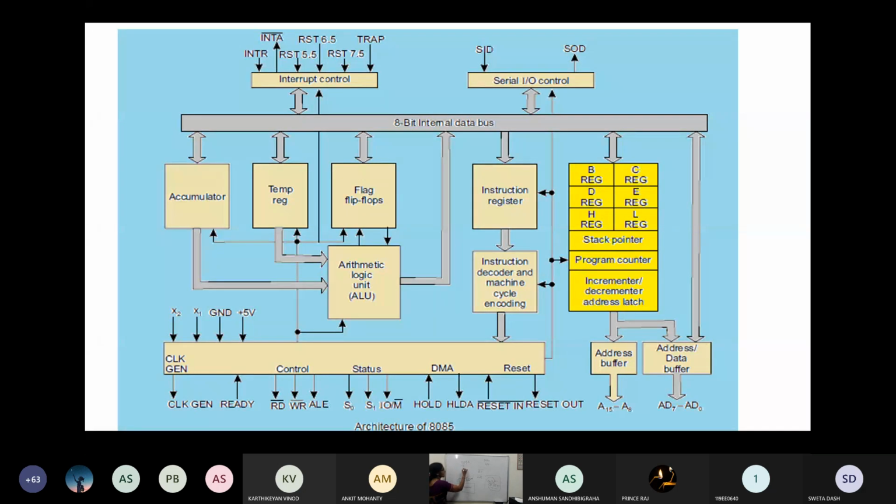Now, what is this one? It has like this and it has like this. And to that, HLD and another one is HLDA. HLD is there, hold is there, completely. Very good.